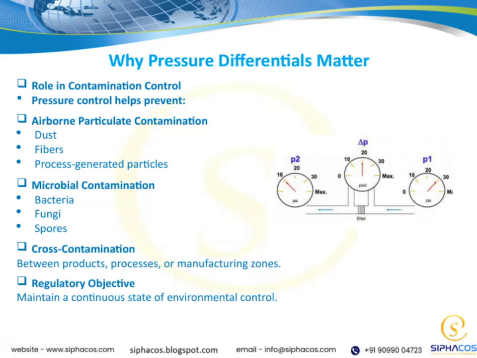contaminants. Let's talk about why pressure differentials matter so much in contamination control. By managing pressure, we can keep airborne particles like dust, fibers, and process-generated debris from drifting where they shouldn't. It also helps block microbial threats, bacteria, fungi, spores from spreading. Beyond that, pressure control prevents cross-contamination between products, processes, or different manufacturing zones. Ultimately, it's about maintaining a continuous, controlled environment that meets strict regulatory standards. Pressure isn't just air moving, it's a critical line of defense.